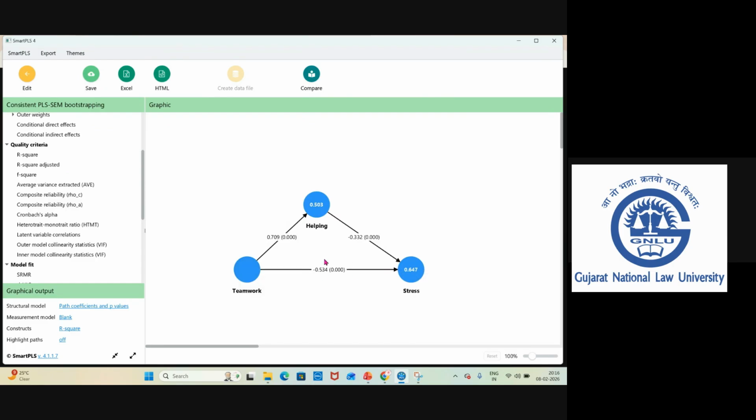Teamwork. If I remove this part, R square. Right now we are able to see how each construct influences the other construct, what kind of relationship we have, whether it's a direct effect, a significant effect. Here you can see that teamwork is having a negative effect on stress, and similarly helping behavior is having a negative effect on stress. It means if there is more helping behavior and more teamwork, there will be less stress. I'm repeating again.